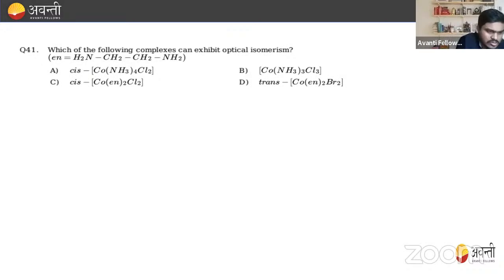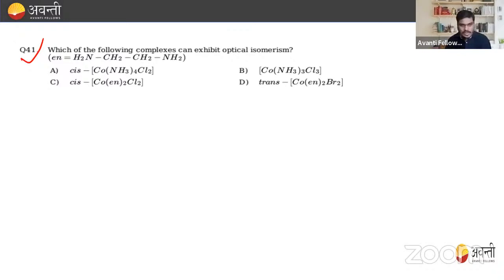Now, this one is also a very important question. This is basically from coordination chemistry, beta, right? So according to this question, which of the following complexes can exhibit optical isomerism, right? So we have to see the optical isomerism, right? The first one is cis, and that is tetramine chlorido-cobalt, right? And the similar base is trans and cis. So we have to identify out of these, which will undergo optical isomerism, where en is ethylene diamine, right?